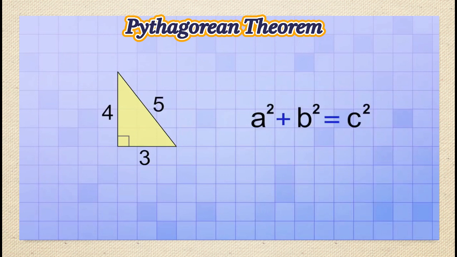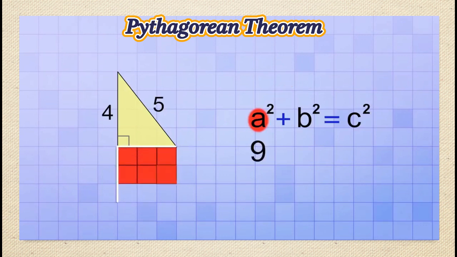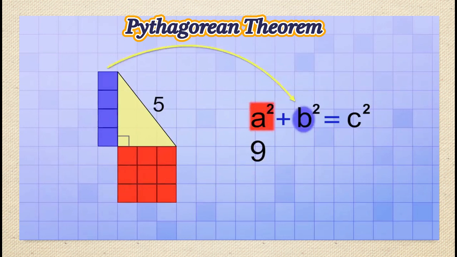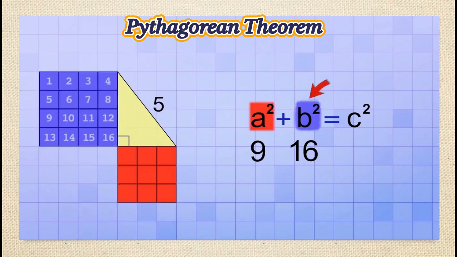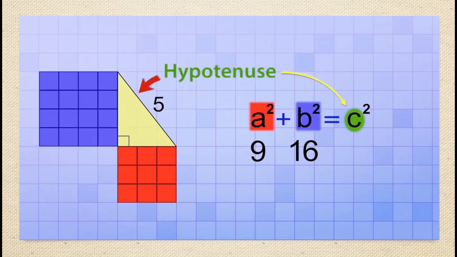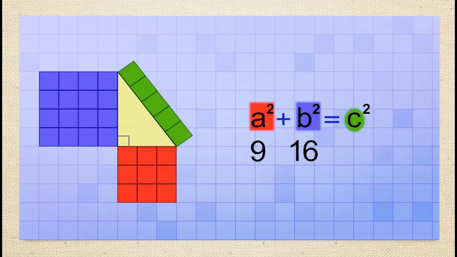Let's consider this triangle with sides 3, 4, and 5. Using 3 as A, that means A squared is equal to 9, and the geometric equivalent of squaring a number is the square shape, and we have 9 square units. And for B, which is 4, we have 16 square units. And for the hypotenuse, which is 5, we will have 25 square units.